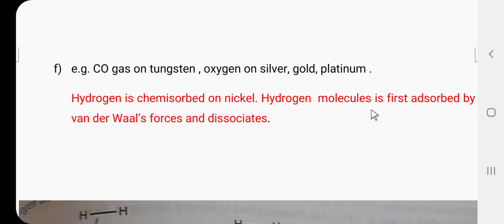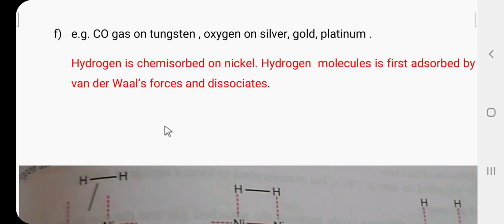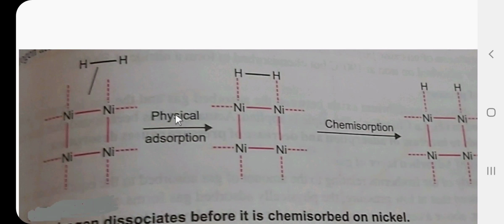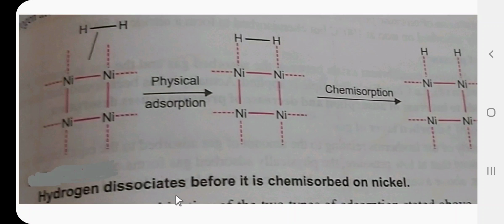The hydrogen molecule is first adsorbed by van der Waals forces and then dissociates. So when the hydrogen molecule adsorbs on the surface of the nickel, there is a dissociation of the hydrogen molecule. Let us consider this diagram. The hydrogen dissociates before it is chemisorbed on the nickel. First the hydrogen molecule adsorbs on the surface of the nickel by physical adsorption, and then there is a dissociation of the hydrogen gas on the surface of the nickel. These are some examples of chemical adsorption.